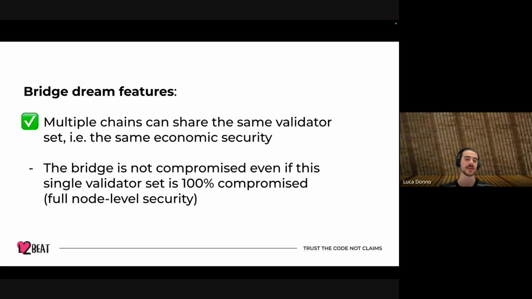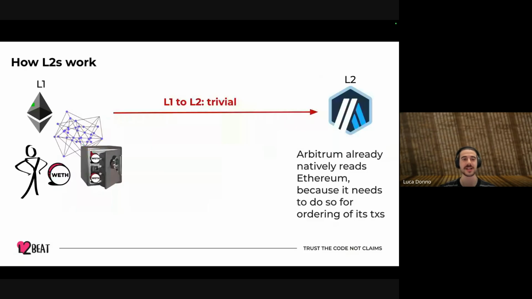This is the generally difficult part that was discovered 4 or 5 years ago, and it's generally complicated. So now let's go back to this example. I am a user on Ethereum. I want to bridge my funds to Arbitrum, and as I said, Arbitrum has this property that Arbitrum transactions are posted to Ethereum. So if you want to derive the state of the Arbitrum chain, you need to read what is on Ethereum. So another way to say this is that Arbitrum natively reads Ethereum, because Arbitrum needs to read Ethereum to know the ordering of its transactions.